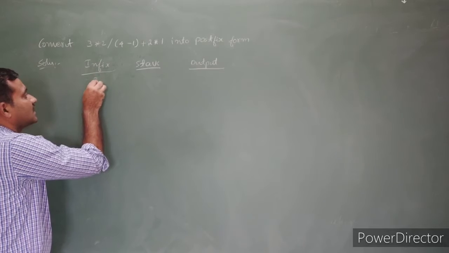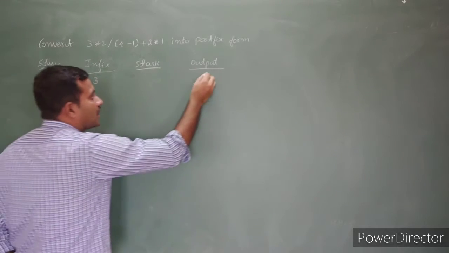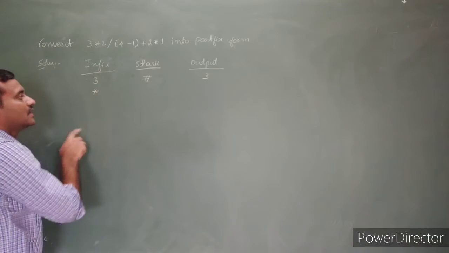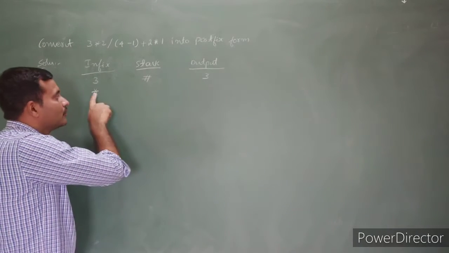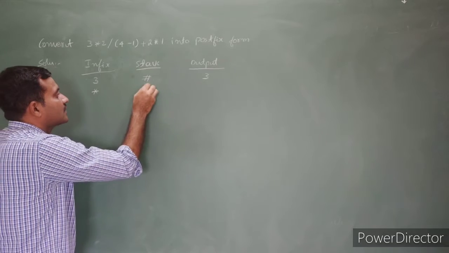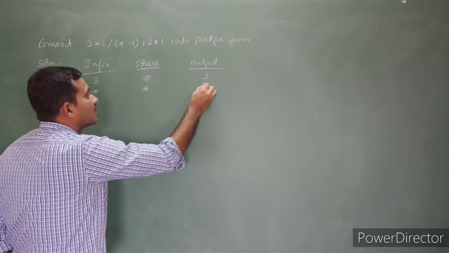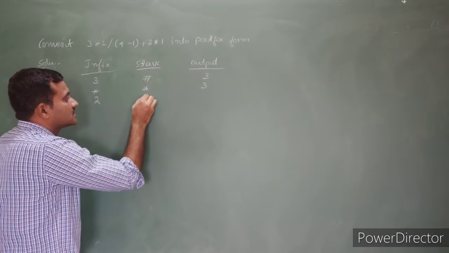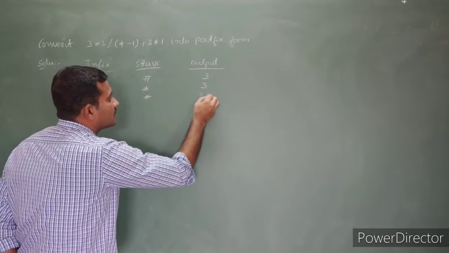So the first one is 3. 3 is an operand. Directly output it. The stack is empty. Next one is star. If the stack is empty, push the operator to the stack. So star goes here. Then output 3. Next one is 2. It is an operand. Star in the stack. Output 3, 2.